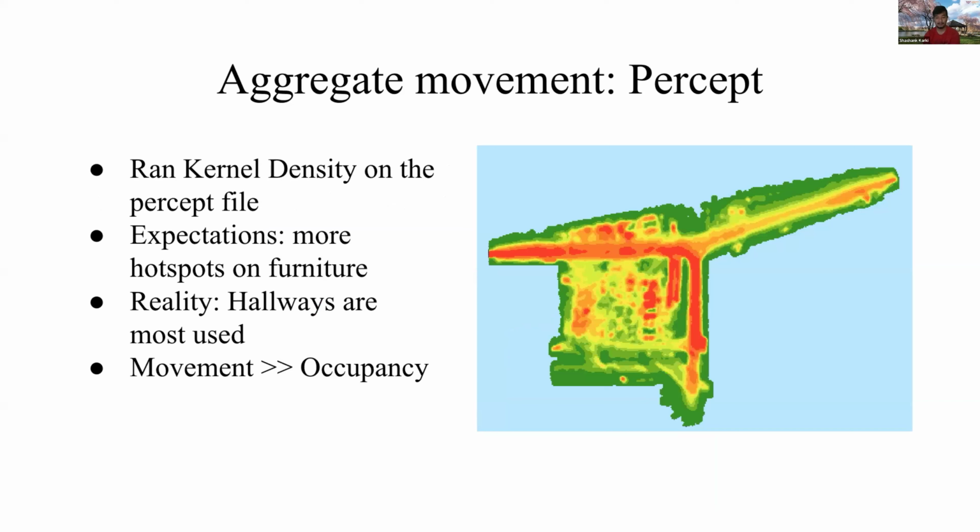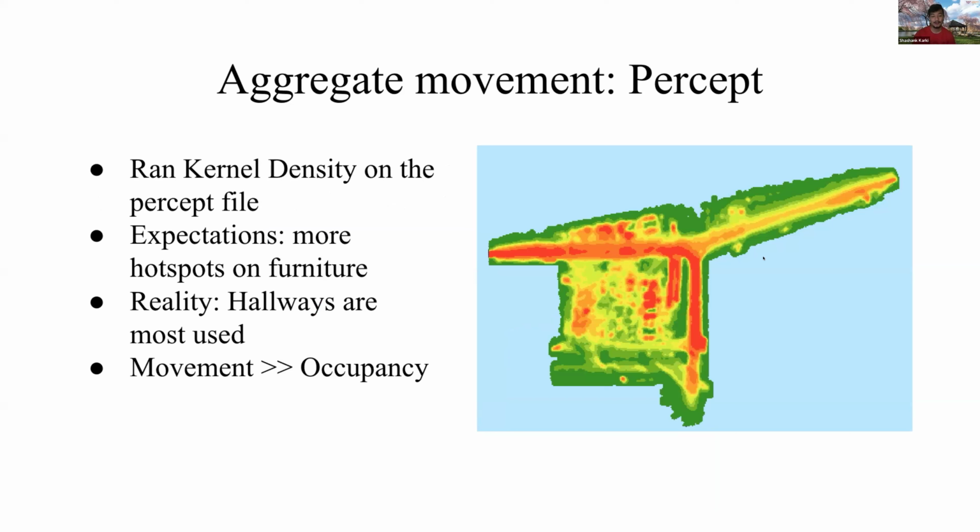Of all the kernel density maps I've ever run, I think this speaks a lot. I was looking at it and trying to understand what it is doing. When Dr. Pringle asked me what I was expecting from each method, I said Percept will give hotspots for furniture. So these are furniture. This is Kevin's office, near the closet and everything.